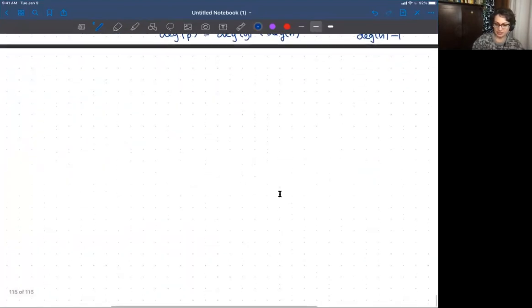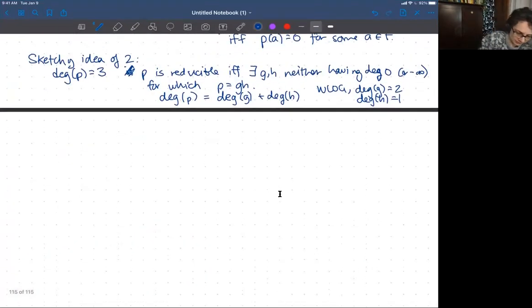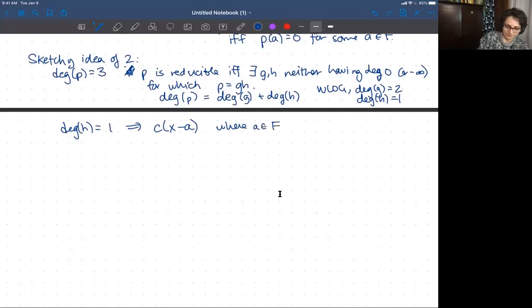So then what does it mean for the degree of H to be 1? It means that H looks like something times a constant polynomial x minus a, where a is in F. And that's true if and only if h of a is equal to 0, because I plug that in and I get 0. And that's true if and only if then that p of a is also equal to 0, because h is a factor. So for degree 2 and degree 3, there's no way to reduce this thing without getting a degree 1 factor. And we've seen that those degree 1 factors lead to roots.